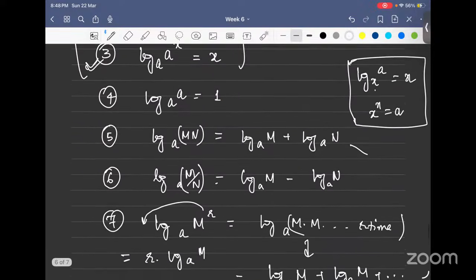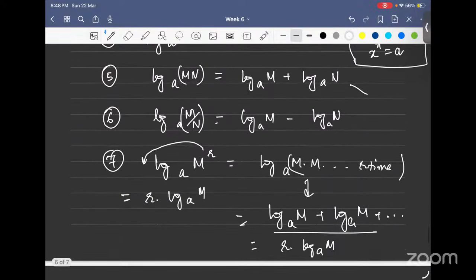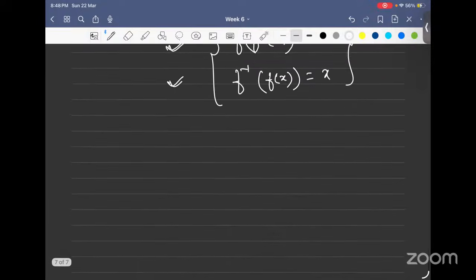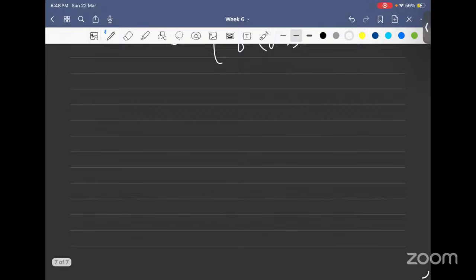Sir, is there any proof of this, the multiplication and division? Yeah, there are proofs for this. If you want, we can do it, but that's not important. Okay, sir. The properties are clear to you guys? Yes, sir. Okay, so these are some of the properties that you can think of.